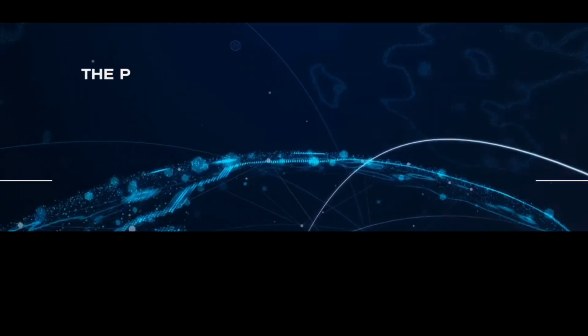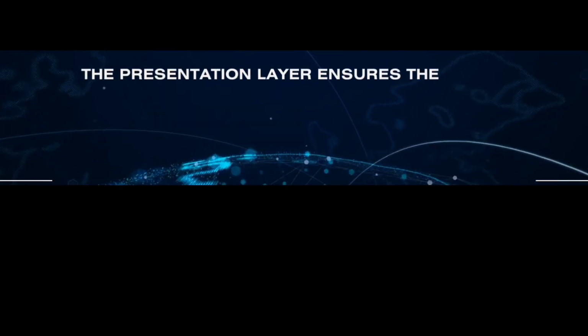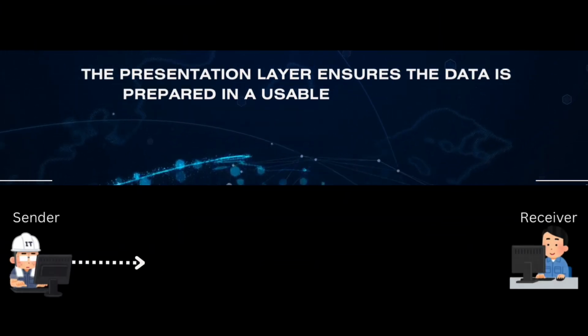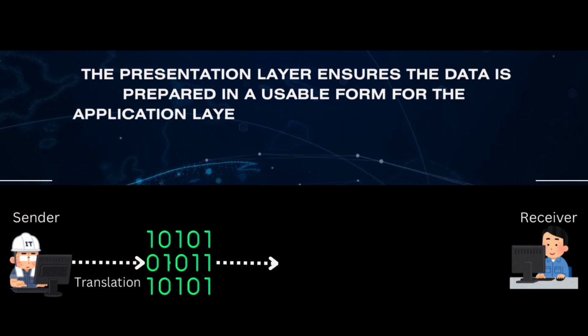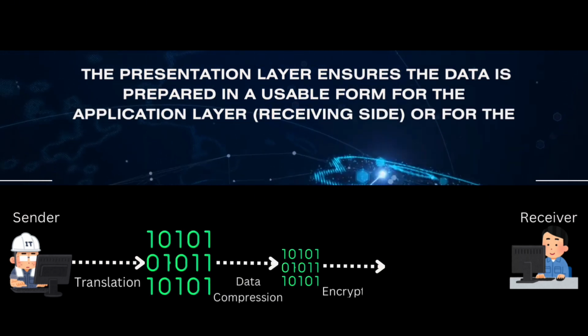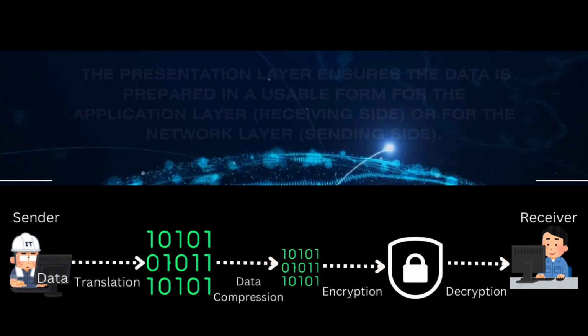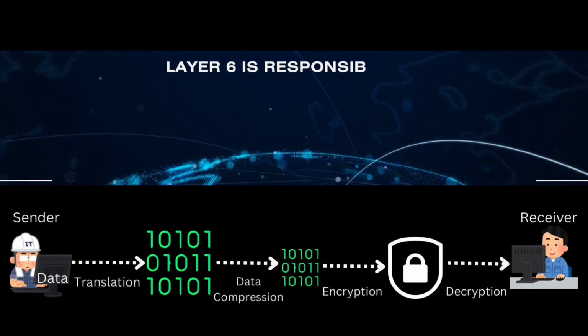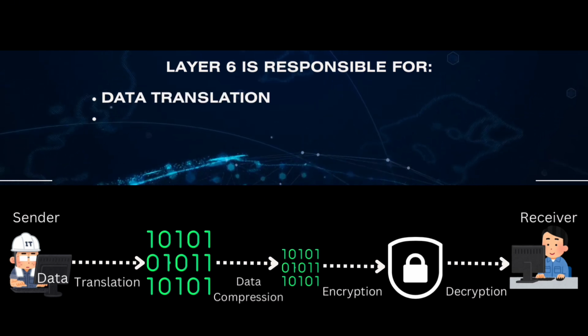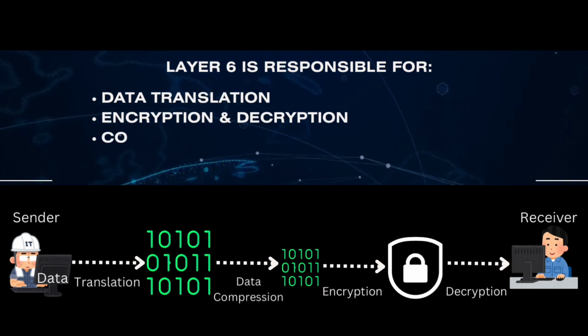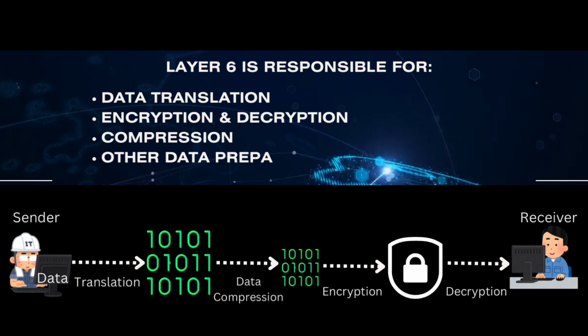Presentation layer, layer number 6. The presentation layer ensures the data is prepared in a usable form for the application layer on the receiving side or for the network layer on the sending side. Layer 6 is responsible for data translation, encryption and decryption, compression, and other data preparation items.